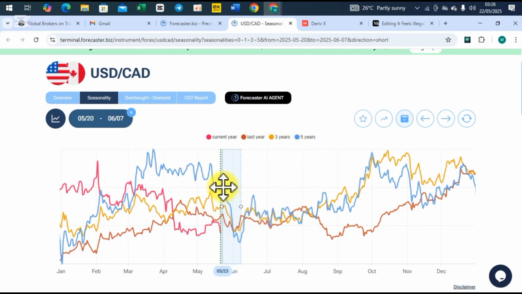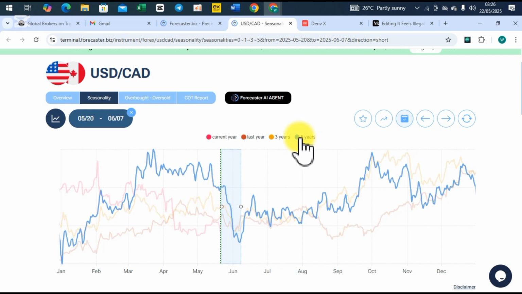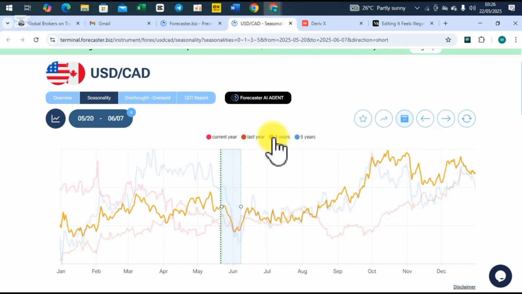Like for example, 5 years back, this blue line, is it blue? Somehow like pale blue, like this one. Are you seeing, guys? We have been having a serious downtrend. Okay. If I go to 3 years alone, you can see it is also a downtrend.